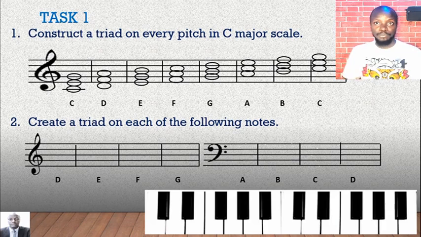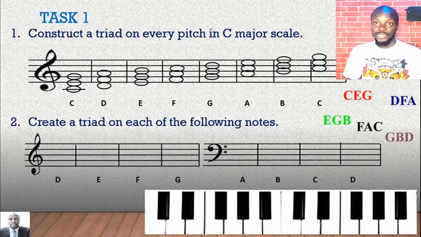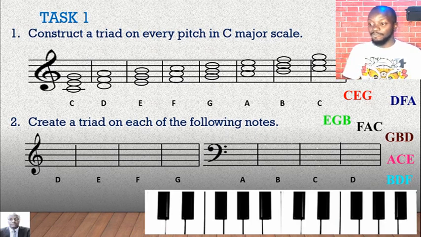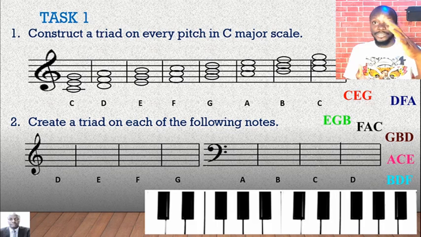You have the triads basically in this form: C, E, G; D, F, A; E, G, B; F, A, C; G, B, D; A, C, E; B, D, F, right? So you have them in this arrangement. But what changes is the addition of flats or sharps on every other scale. So basically that's the triads on the scale of C major, and they are formed by a stack of thirds, right? So they are built in thirds apart. So that's what you should know here.